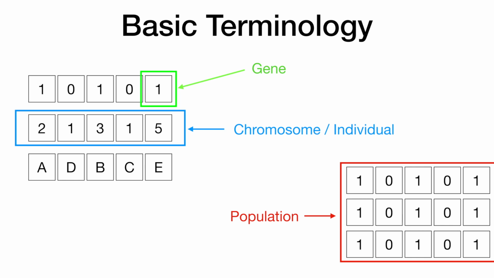Okay, so let's start with basic terminology. As I mentioned, we have our population, which is presented in the bottom right corner. The population is a collection of all individuals or chromosomes. We can use either term as you prefer. I will stick to chromosome because it will be easier to stick to one. So the population is a collection of all chromosomes that we are using to find a solution for our problem.